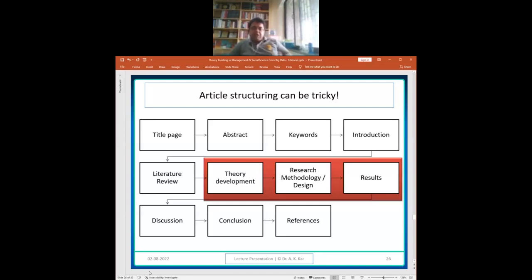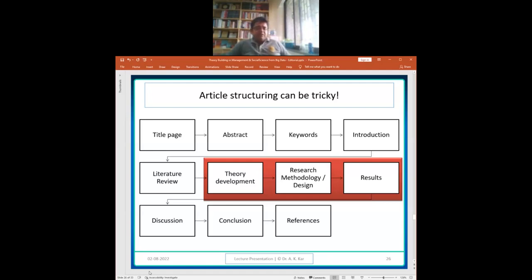So you have your research design, typically followed by the theory development section, which is coming as an outcome of the exploratory research which you do. And then comes the confirmatory results in the results part. And then you move to your discussion.